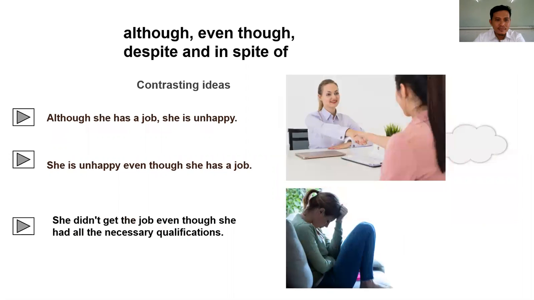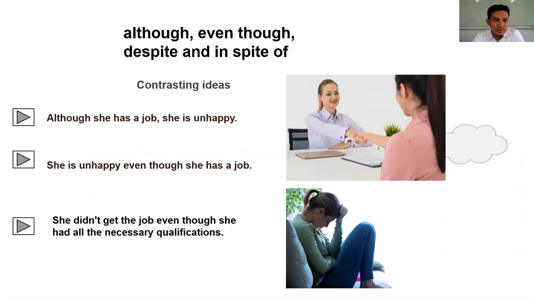Okay, another example. "Although she has a job, she is unhappy." So where is "although"? Yeah, you find "although" there in the beginning of the sentence. And then after that, the clause consisting of "although," we have to put a comma before the next sentence, before the other clause comes. Okay, "although she has a job," comma, "she is unhappy."